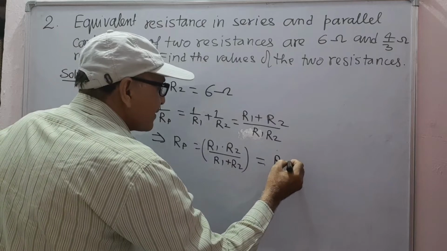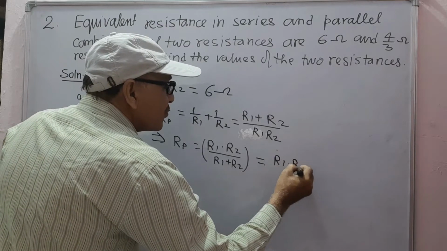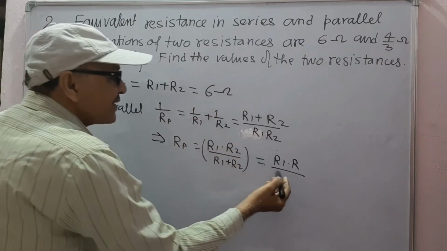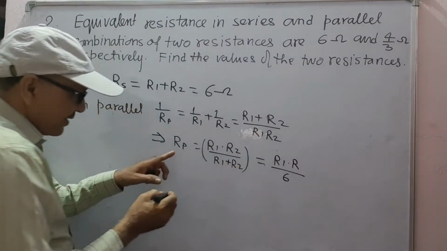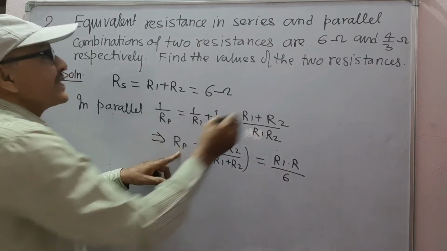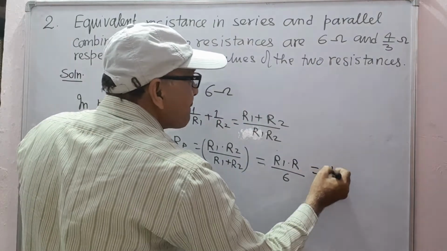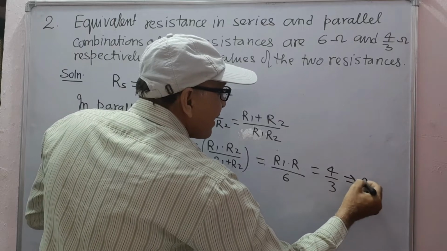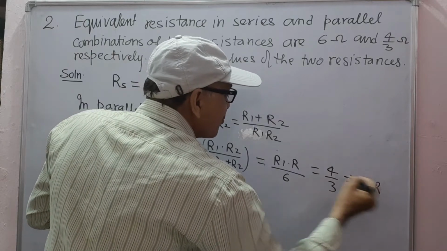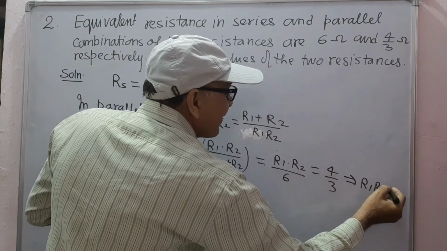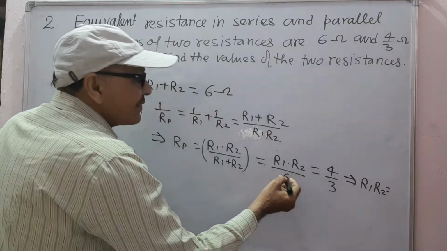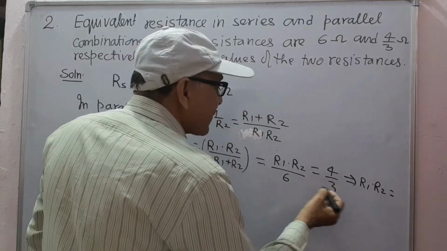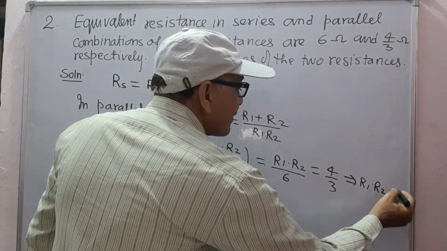R1 R2 and R1 plus R2 is 6. Rp is given to be 4 by 3. This gives R1 R2 is equal to 6 into 4 by 3, 8 ohm squared.